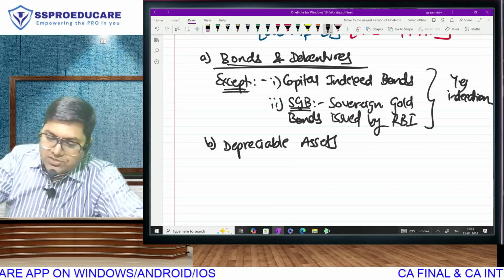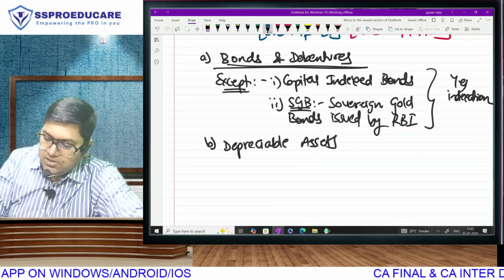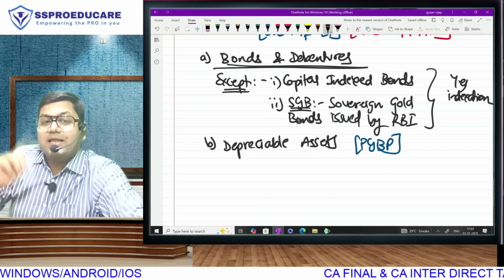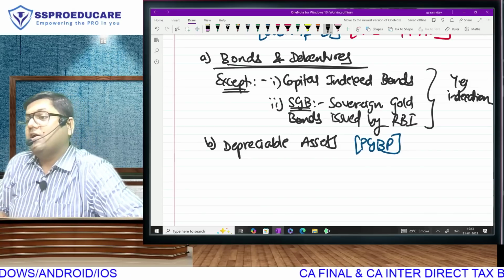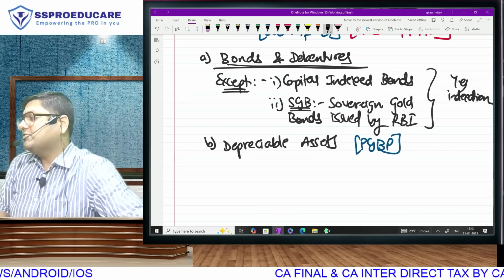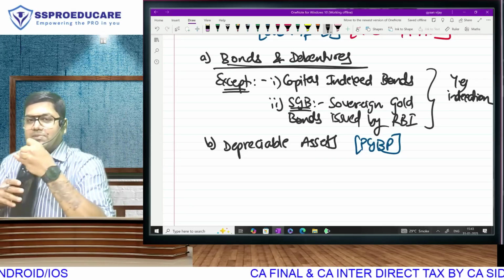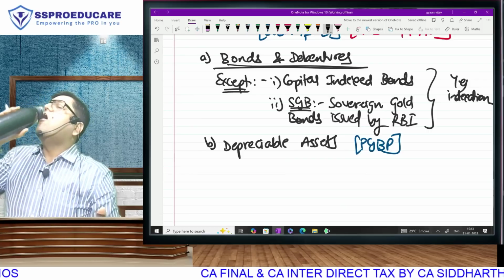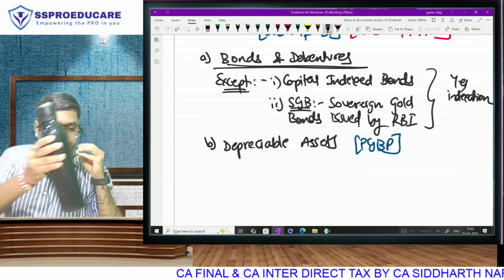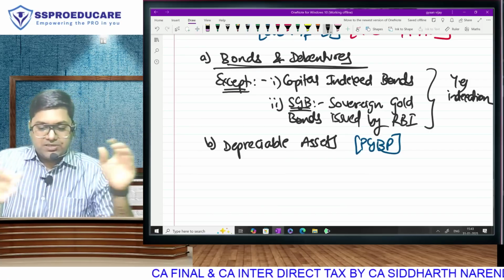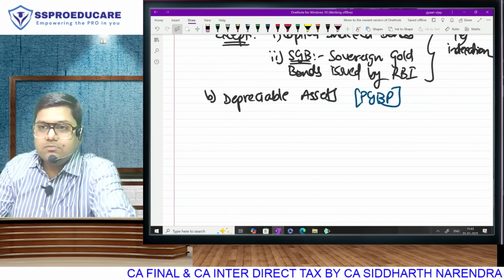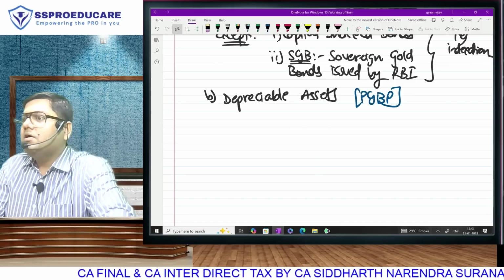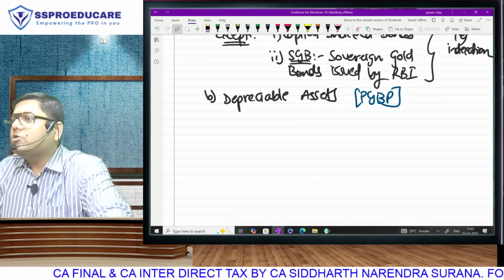And therefore, as already taught to you in the chapter PGBP, we wrote this statement in PGBP, but at that time I told you to ignore it, you won't understand. Now you will go and check, you'll come to know. Always short term, never long term. Depreciable assets, therefore there will be no indexation. Understood? We are doing tax benefit of long term.